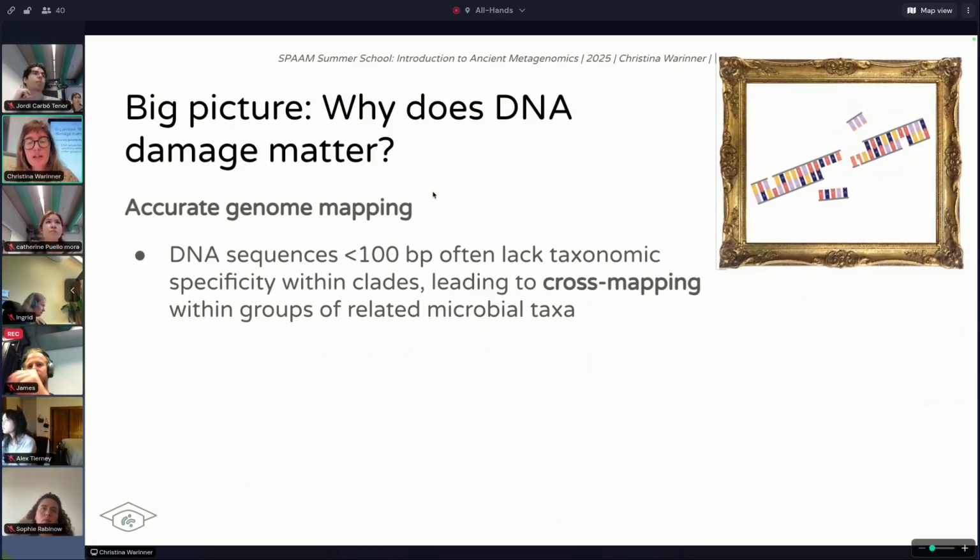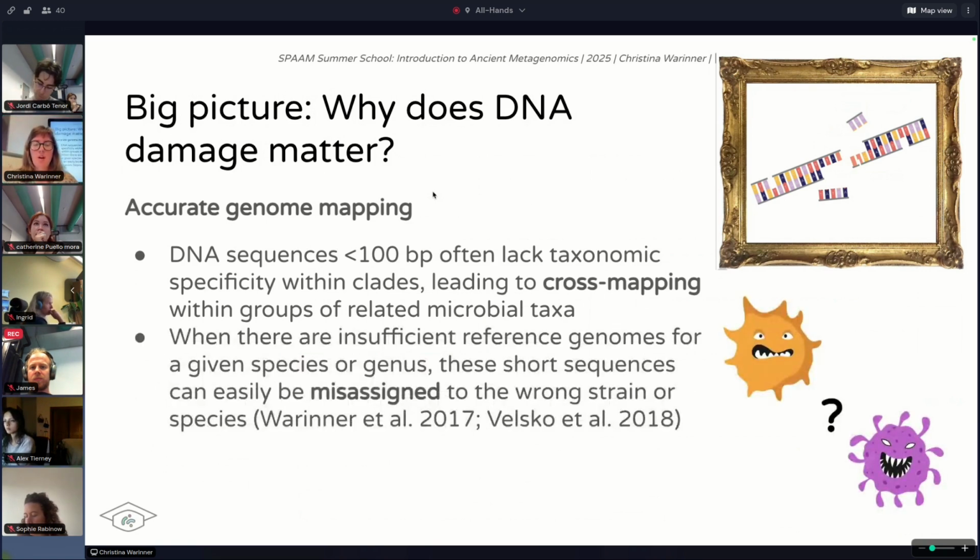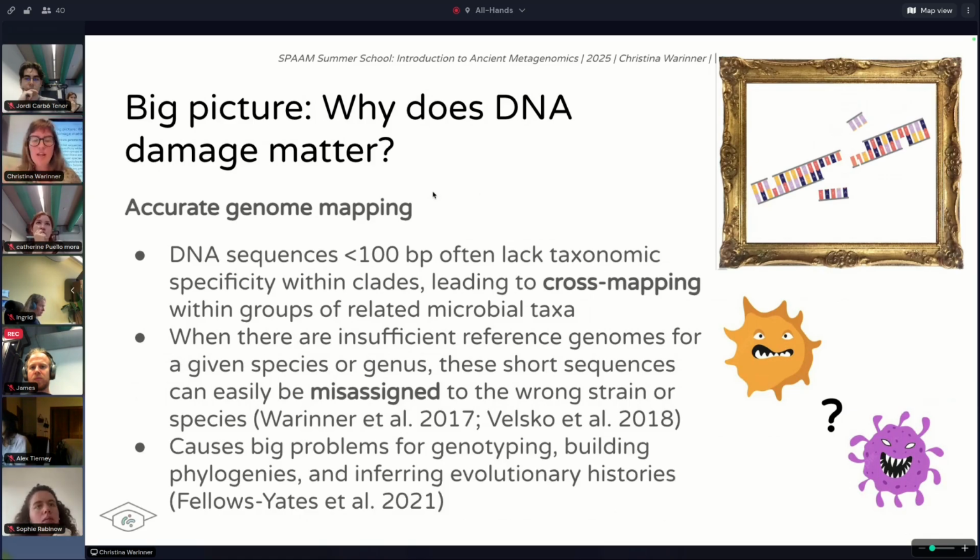DNA sequences with less than 100 bases are difficult to assign to a taxonomy. They often lack the taxonomic specificity within clades, and this can lead to cross-mapping or false mapping with related taxa. When there are insufficient reference genomes for a given species or a genus, these short sequences can easily be misaligned to the wrong strain or species. This can often happen when you have maybe a harmless commensal bacterium that's related to a pathogen, but because that commensal is not in a database, you may map to the pathogen genome and falsely believe you have a pathogen when actually it's a harmless relative. This can also cause big problems for genotyping, building phylogenies, and inferring evolutionary histories.